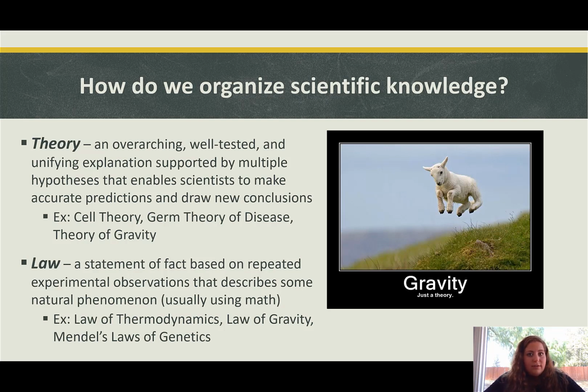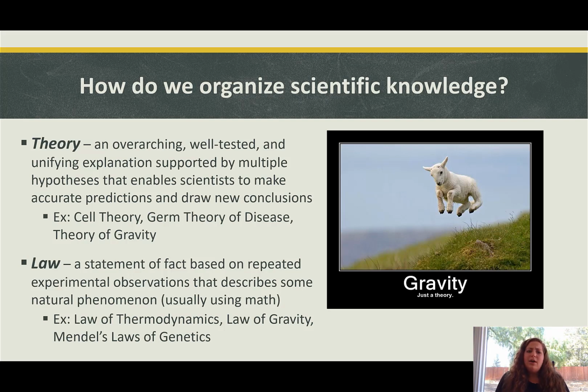Now, laws are statements of fact based on repeated experimental observations. They describe a natural phenomena, so they don't explain why, they just describe it as it is. Usually this description involves math. So that's why often you'll see a lot of laws in chemistry and in physics, but not a lot of laws in biology. And something like the law of gravity, we have an actual equation that describes the law of gravity. It's very fascinating. Same with the laws of thermodynamics.